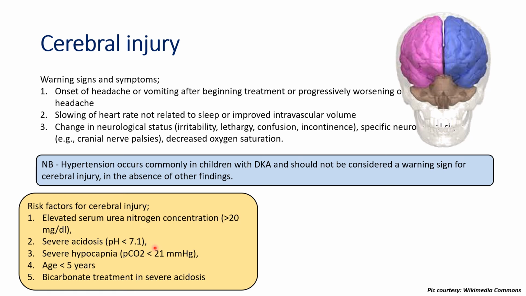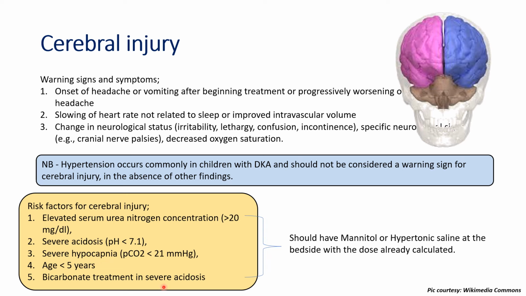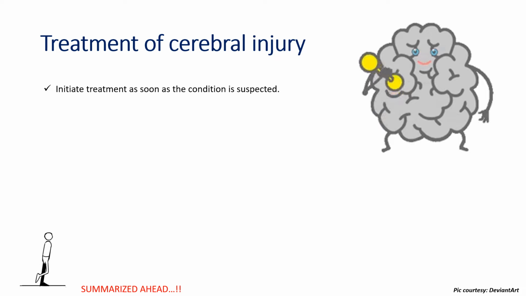The risk factors for cerebral injury include elevated serum urea nitrogen more than 20 milligrams per deciliter, severe acidosis pH less than 7.1, severe hypocapnia PCO2 less than 21 millimeters mercury, age of the child being less than 5 years, and bicarbonate treatment in severe acidosis. So, in case the patient has any or all of these risk factors, one must be prepared with mannitol or hypertonic saline at the bedside with the dose already calculated because it is life-threatening or fatal.